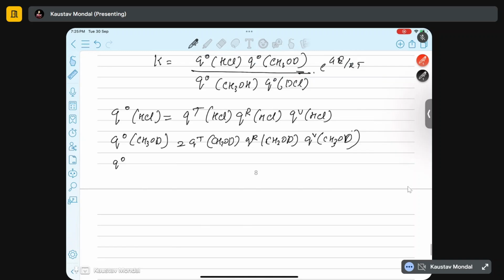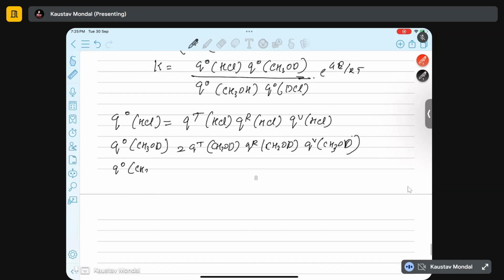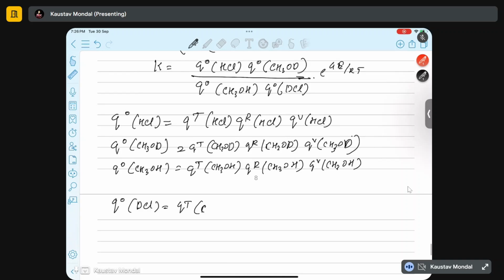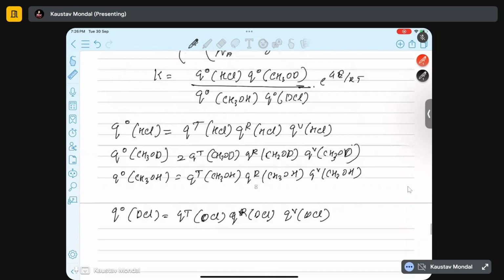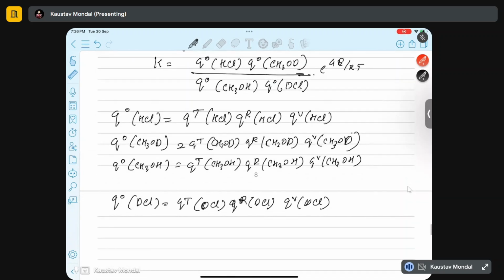Similarly, Q0 of CH3OH, you can calculate Q translational, Q rotational, and Q vibrational of CH3OH, and at the end Q0 of DCl is Q translational DCl, Q rotational DCl, and Q vibrational DCl. Okay. So we will do it step by step.